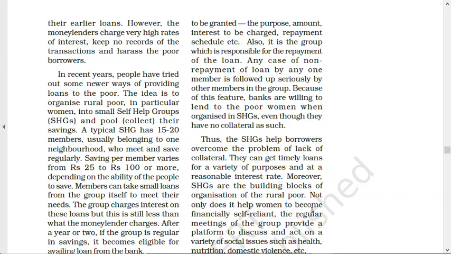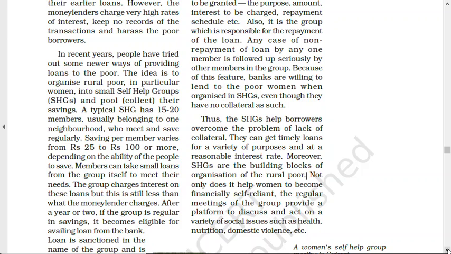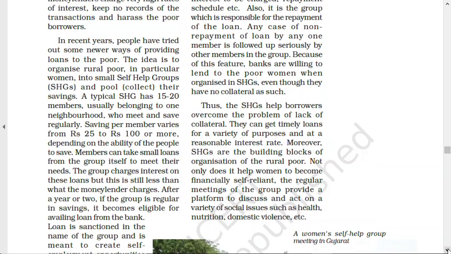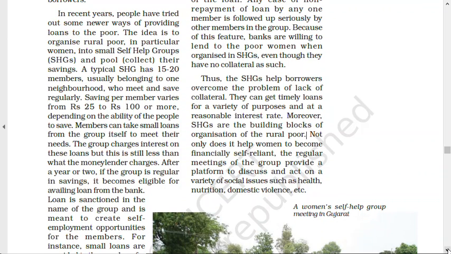Not only does this help the woman to become financially self-reliant, the regular meeting of the groups provides a platform to discuss and act on a variety of social issues such as health, nutrition, domestic violence, etc. So this is a group where everybody meets and they can share their problems and ideas, right? And they can come up with a solution also. So this is not only about the economic point of view. You can see this is basically for social upliftment, right? And society cannot be uplifted until and unless people have money and people have employment, right? So they try to generate employment.